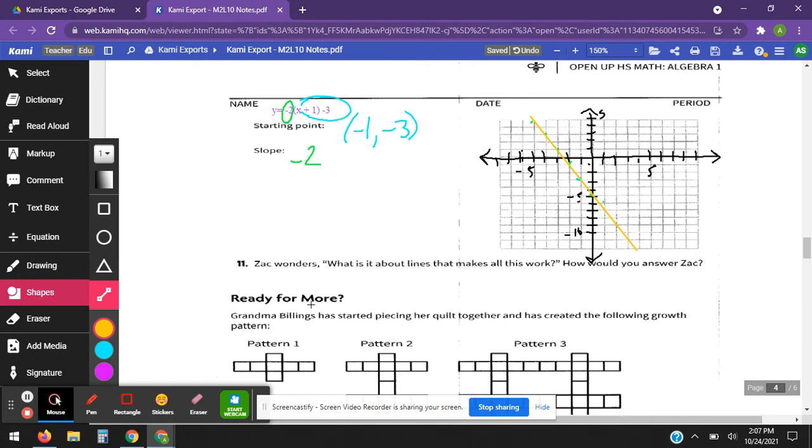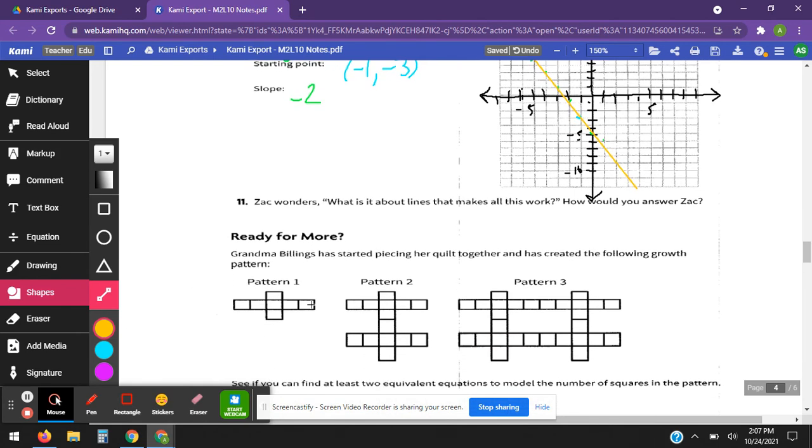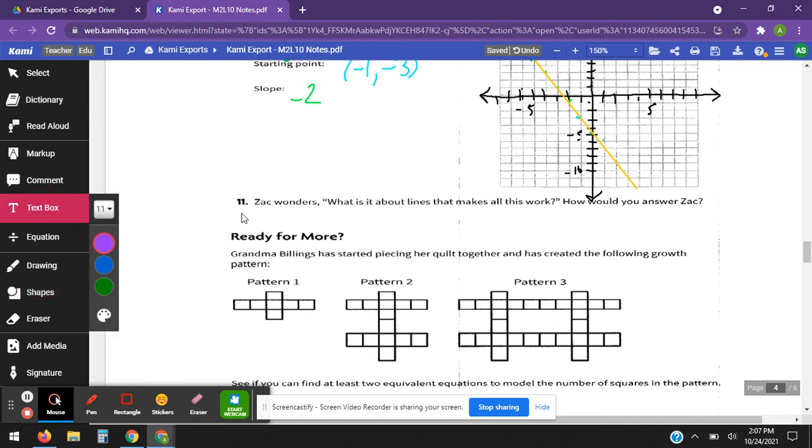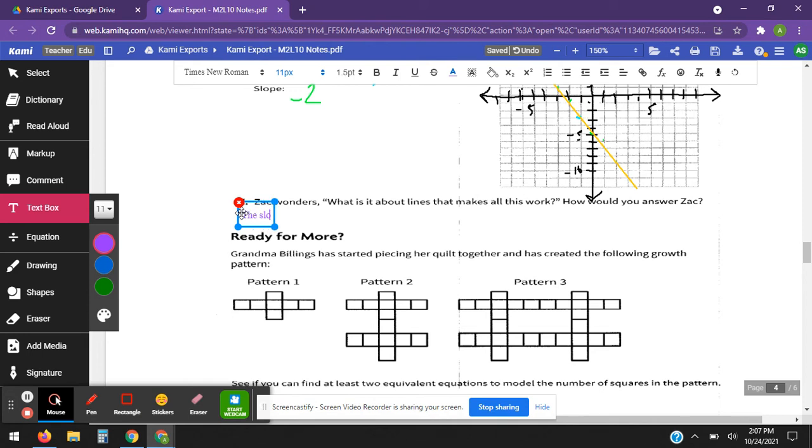So what is it about lines that makes this work? What is special about a line? Well, a line has a slope that never changes. So it doesn't matter what point you start.